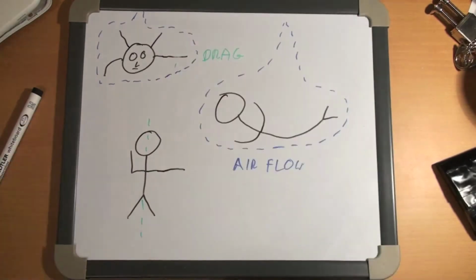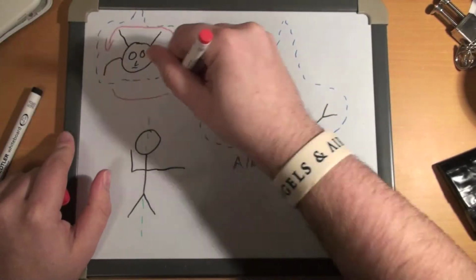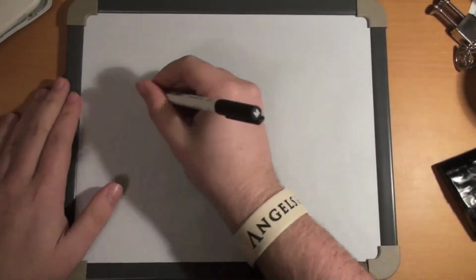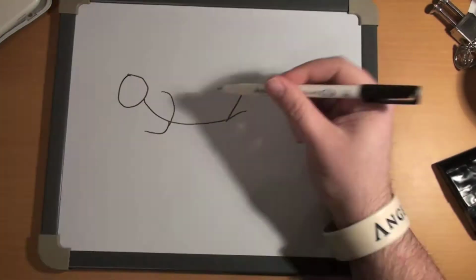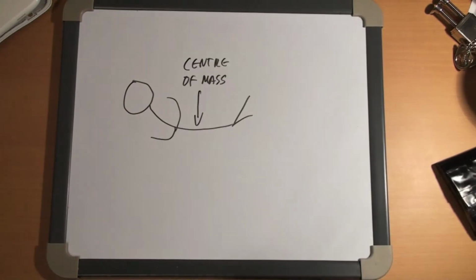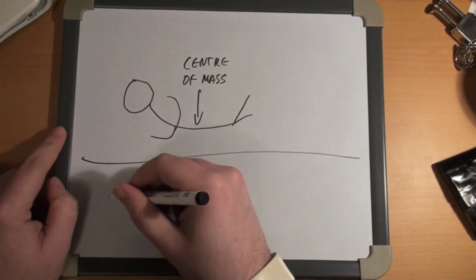Now, drag is bad when you're free falling because it causes your body to spin around in the direction of the red arrows, and that's bad. Now, let's take a look at the reason why we arch. You'll see here is what we call the center of mass. It's where your hips push out, and it gives you that nice arch shape.